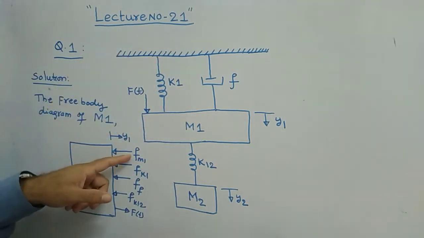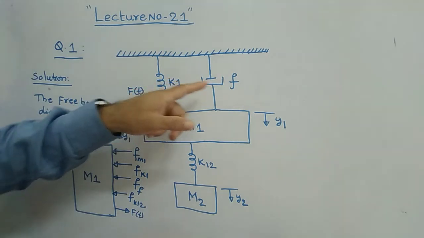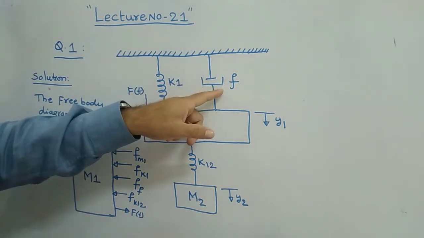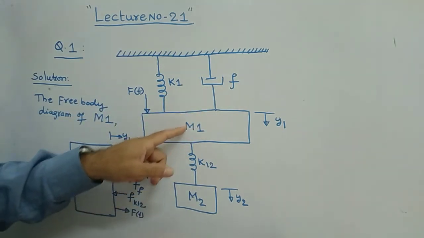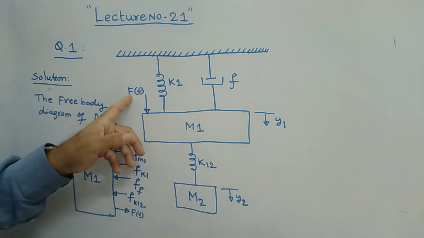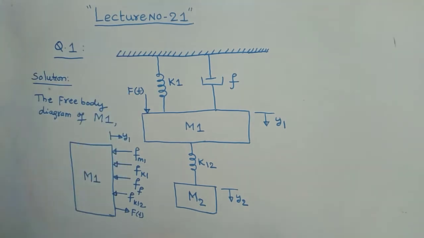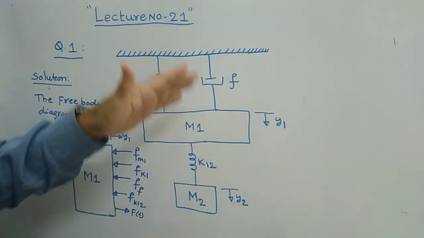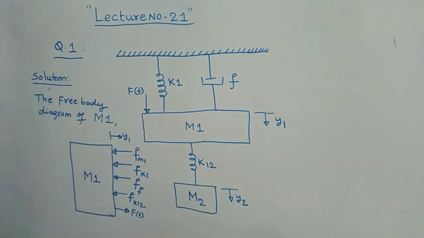That is what Fm1. And obviously the spring constant will also oppose with some force, and the dash pot element will also have some opposing force, as well as the common spring element between M1 and M2, which could also offer some opposing force towards this force. All these forces are acting opposite to this F of t. That's why all the opposing forces must be equal to your applied force. That is according to Newton's second law.